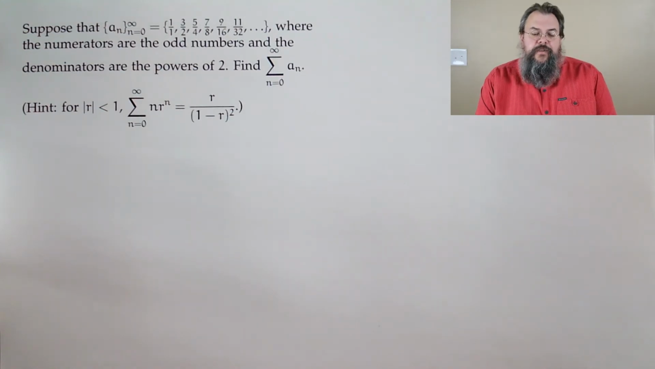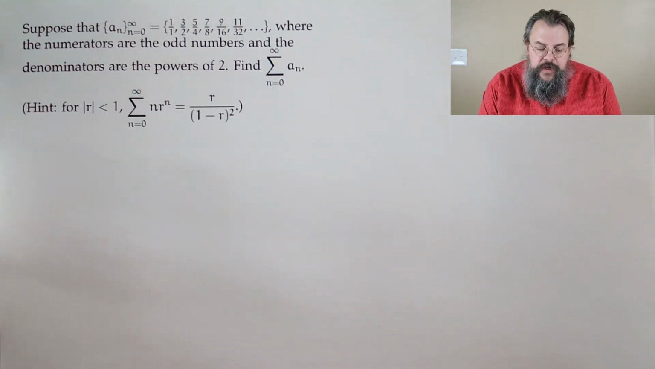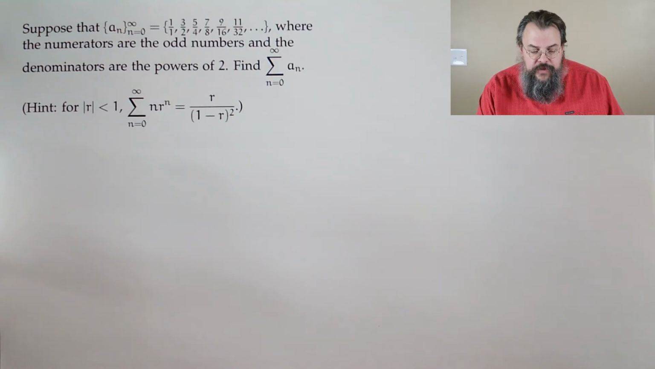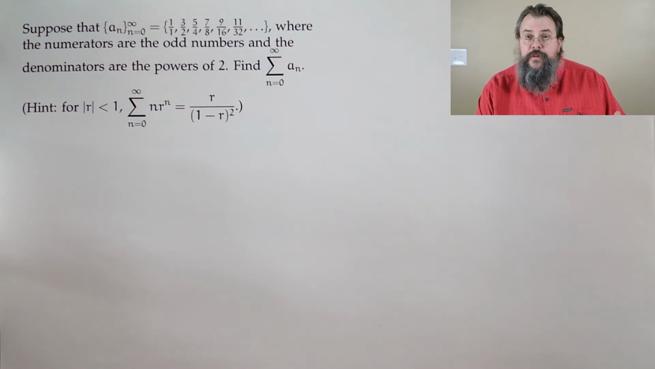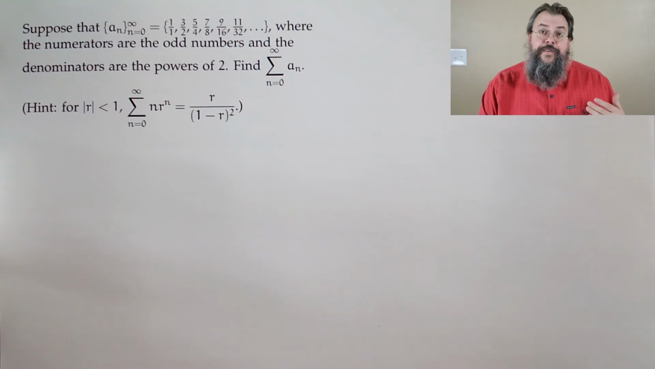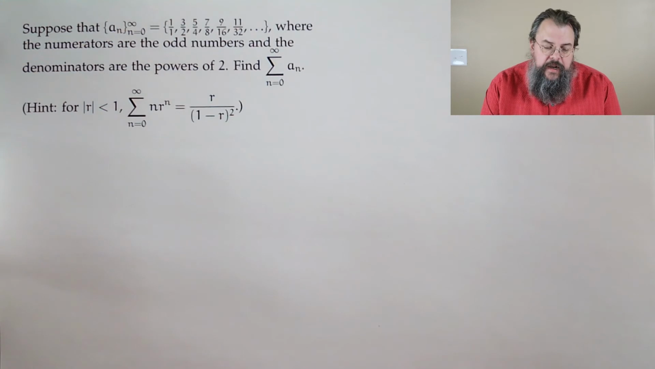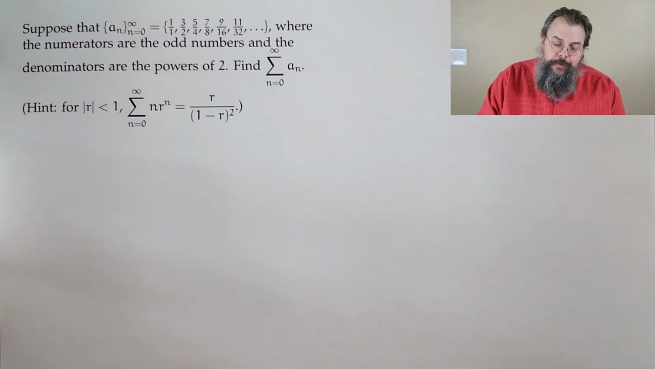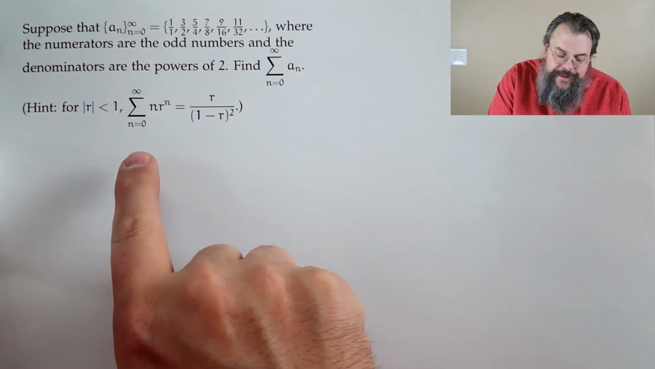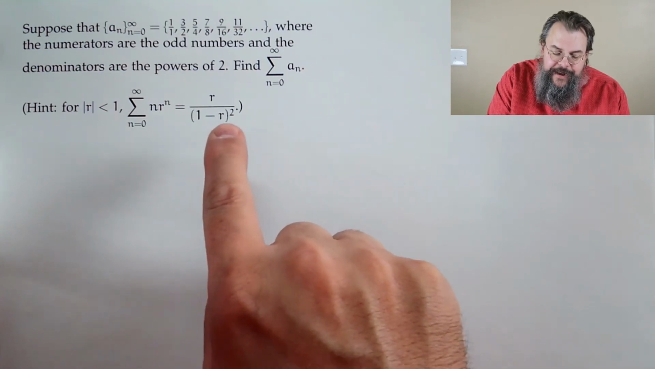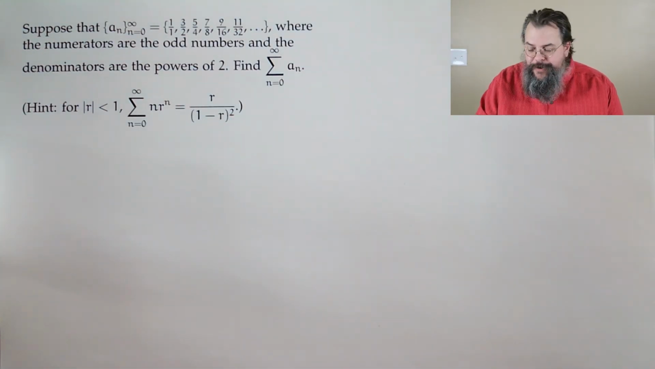Suppose that a sub n, n equals 0 to infinity, is 1 over 1, 3 over 2, 5 over 4, 7 over 8, 9 over 16, 11 over 32, and so forth and so on, where the numerators are odd numbers and the denominators are the powers of 2. And what's the question? Find the sum of a sub n. Okay, and it says, hey, there's a hint. We just did this one. The sum n equals 0 to infinity of n r to the n is r over 1 minus r squared. Yeah, that's true. We know it.